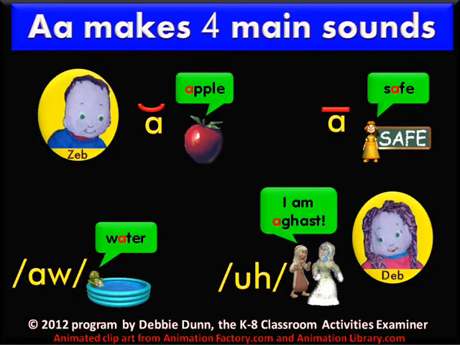By the way, the Zeb and Deb brother and sister team want to remind you that A makes 4 main sounds. It makes the short A sound that you hear in apple. It makes the long A sound that you hear in safe. It also makes the aw sound that you hear in water. And it makes the sound that you hear in I am aghast.